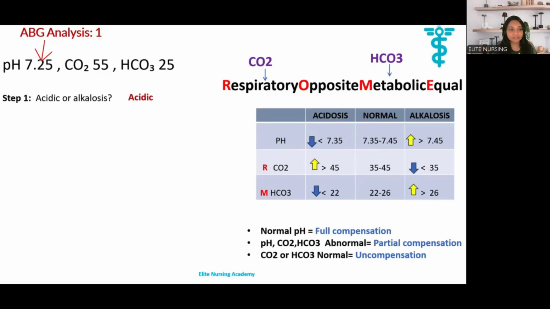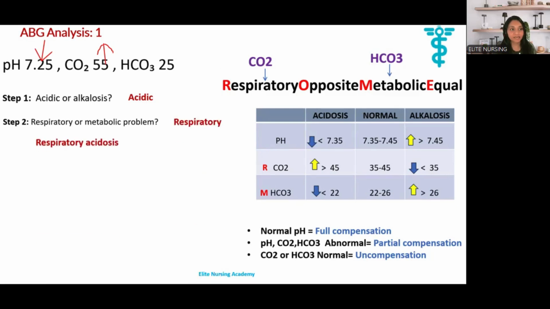Now we have already decided this is acidosis. Now we will decide whether this is a respiratory problem or a metabolic problem. That is our step 2. How will we decide? Let's look at the second value. CO2 is 55. The normal value of CO2 is 35 to 45. So CO2 is greater than 45, so the value is high. We got the match here. pH is going in the lower direction and CO2 is going in the upper direction. Respiratory opposite. So this is a respiratory problem.